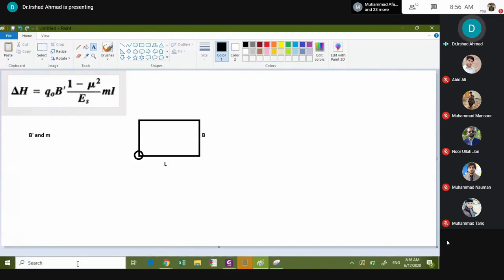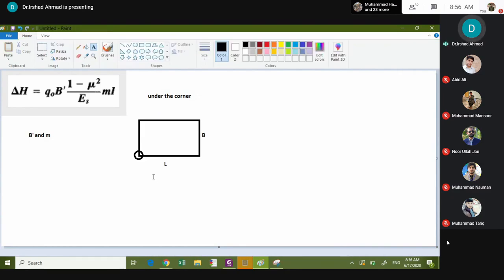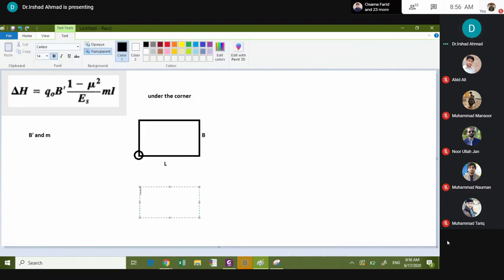So if you are interested in finding settlement under the corner, you would use this diagram. Here B prime is equal to B, and M is equal to 1 because there is one rectangle. You see, this is all one rectangle. M is equal to 1.